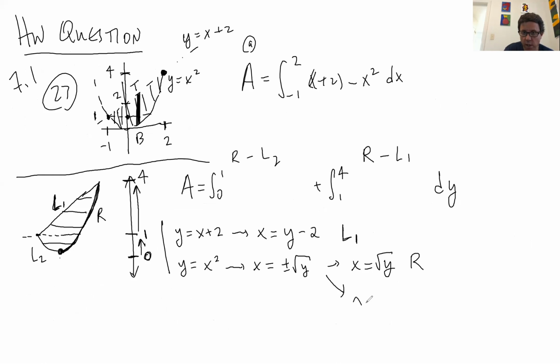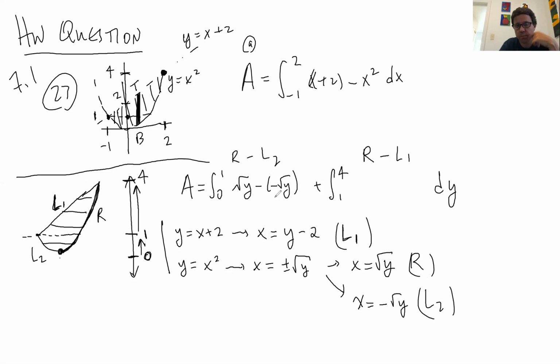What about the other one? x is negative square root of y. Then all of the y's are positive, but the x's have been reversed. So that's the second half of the parabola over here. That's my L2. So now I have my first left curve, my second left curve, and my right curve. So now I can just plug those straight into the formula. So square root of y minus negative square root of y, and square root of y minus (y minus 2).